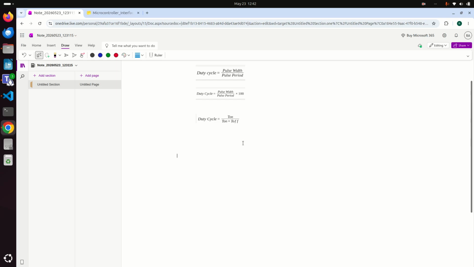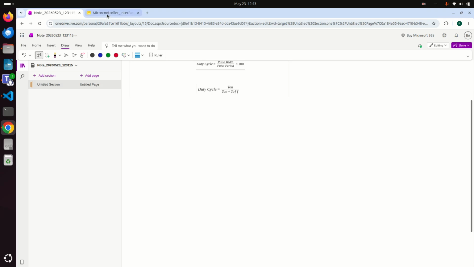So, pulse period we know, right? Both high and low level together make the period. So that is called the pulse period. Another formula for duty cycle is T on divided by T on plus T off. To get the percentage, you need to multiply by 100.